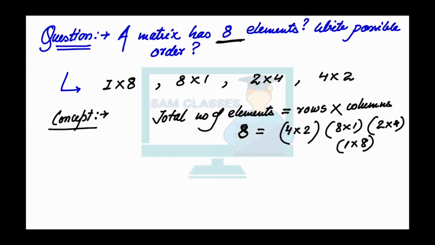Okay. So the possible orders are how many? 4. Either 4 into 2, or 8 into 1, or 2 into 4, or 1 into 8, students. So very simple question. What is the total number of elements if it is given to us? That is equal to the number of rows into the number of columns. So we'll just find all the factors and we will get it.